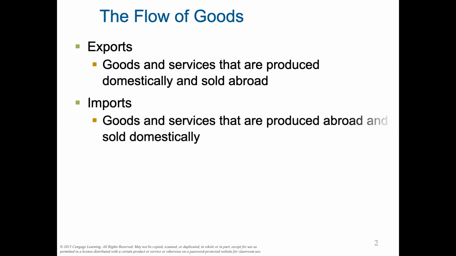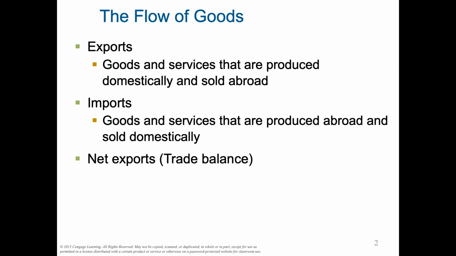Vice versa, an import is goods and services that are produced abroad and sold domestically. So if the Canadians were to produce maple syrup and sell it to us here in the United States, we would be importing maple syrup from Canada. Now, if we import it, somebody has to export it.